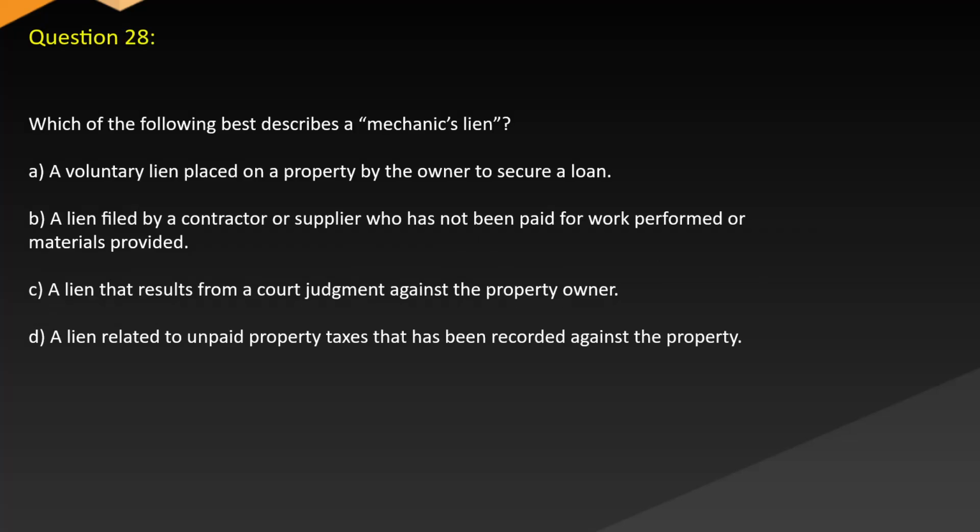Question 28. Which of the following best describes a mechanic's lien? A. A voluntary lien placed on a property by the owner to secure a loan. B. A lien filed by a contractor or supplier who has not been paid for work performed or materials provided. C. A lien that results from a court judgment against the property owner. D. A lien related to unpaid property taxes that has been recorded against the property.